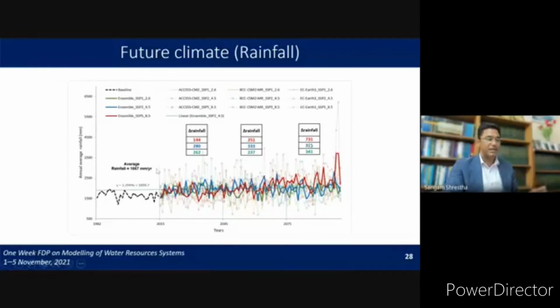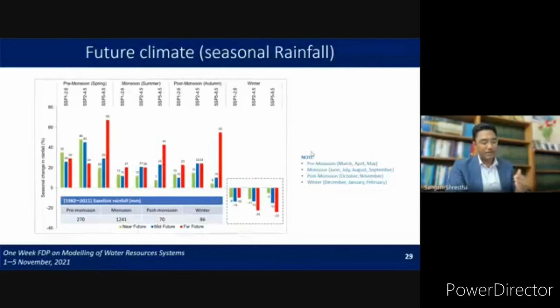So it means that by the end of the century, the rainfall will be 1667 plus 731. So it's more than 2300 millimeter in 1 year, right? So the basin is expected to be wetter in the future in all the climate change scenarios. So the temperature is getting warmer and the rainfall is also getting higher in the basin.